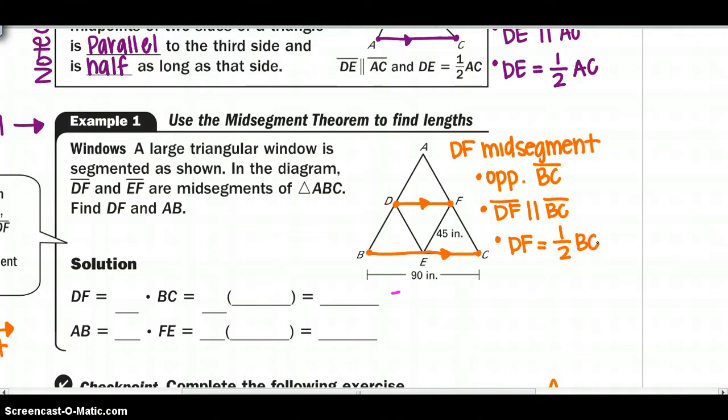Using that information, we want to find the length of DF, and we know the length of DF is half of BC, or the side that it won't ever touch. So DF equals 1/2 of 90, because BC is 90 inches. So we now know that DF is 45 inches.